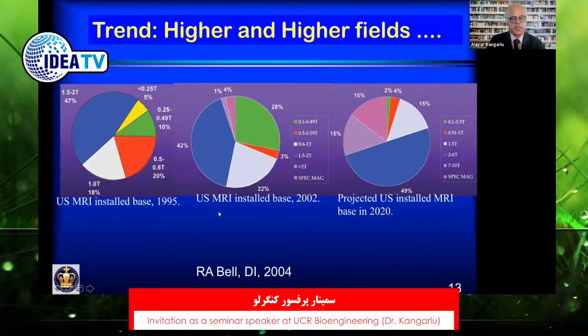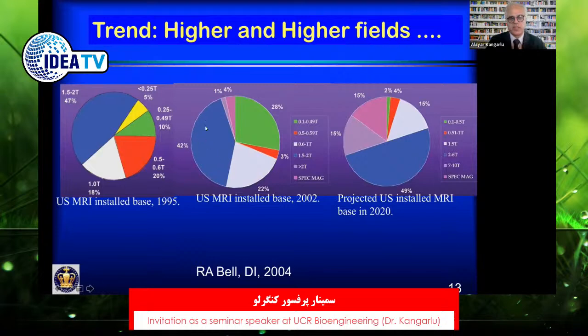And the prediction at the time was for the MR installed base in 2002, you see that 42% are still low field, as we call them today. And then the second highest population was these open magnets, permanent magnets, and electromagnets.